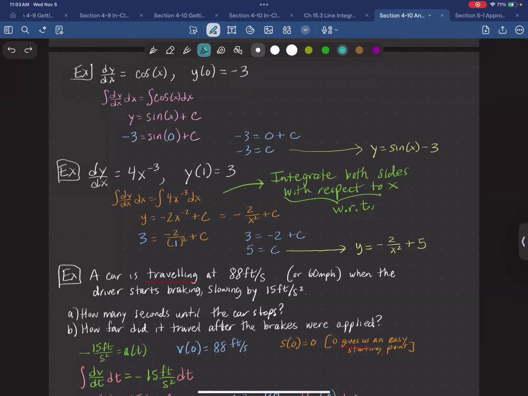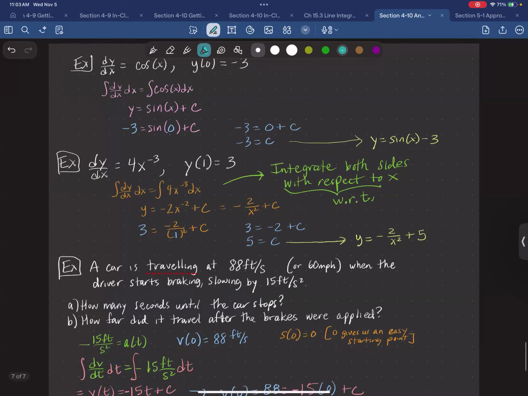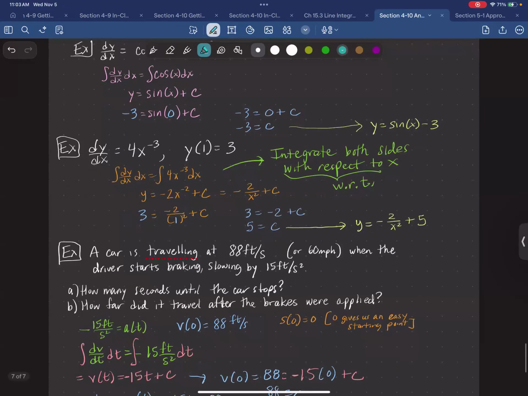So we integrate dv/dt and we integrate -15 feet per second squared. I did not put an integral there. Look at this slacker. Integral. So the left side becomes v of t. The right side is negative 15t. It was a constant, so when we integrate a constant, we just slap on the variable. That shows up right there.